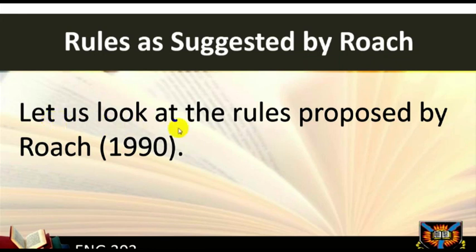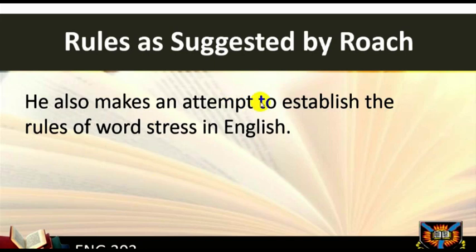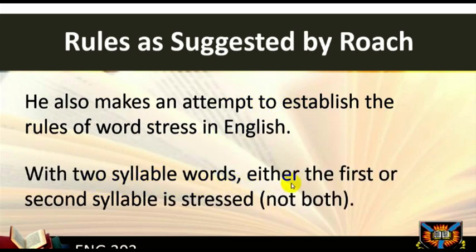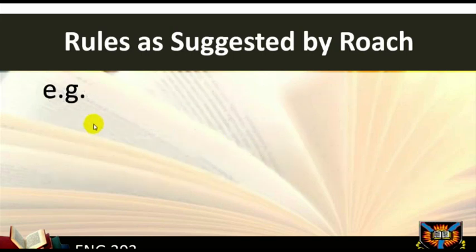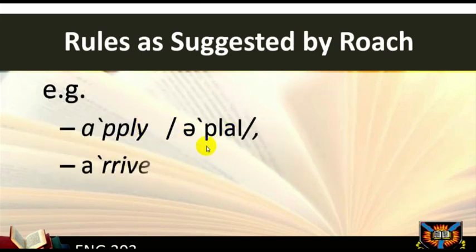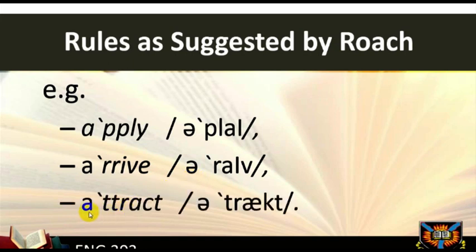Now, let us look at the rules proposed by Roach, 1990. He also makes an attempt to establish the rules of word stress in English. With two-syllable words, either the first or second syllable is stressed, not both. If the word is a verb and the second syllable contains a long vowel or diphthong, or it ends in more than a consonant, that second syllable is stressed, e.g., apply, arrive, attract.